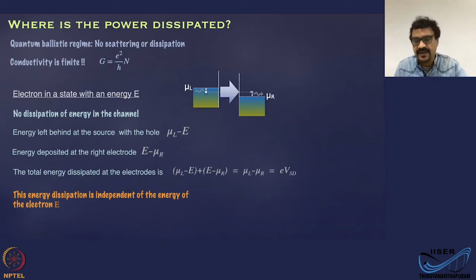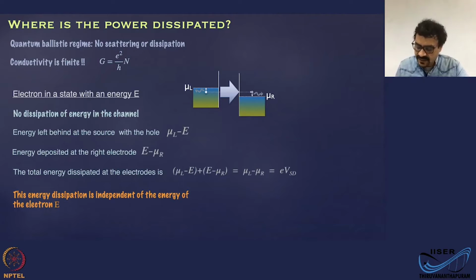So just to enlighten this picture, let's consider a system where ballistic transport is happening. μL and μR are the electrochemical potentials on the source and the drain side, and I have represented the device as a black box in the middle. As we discussed, there are no scattering events, so there is no dissipation of energy in the channel.